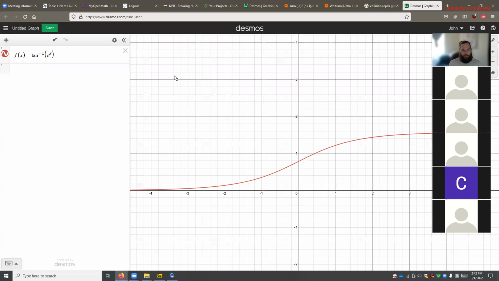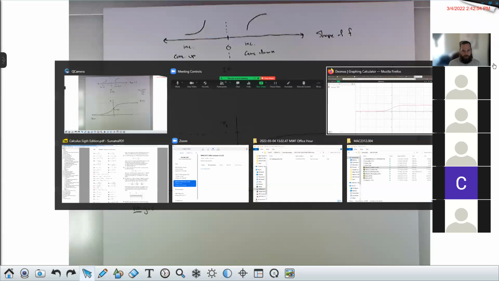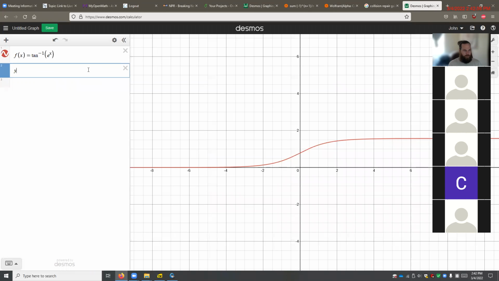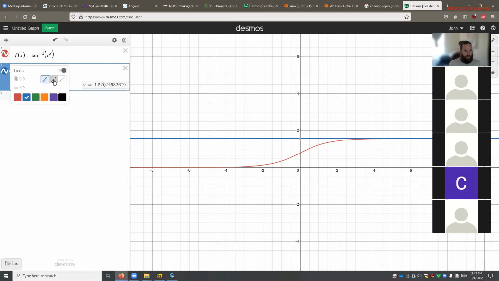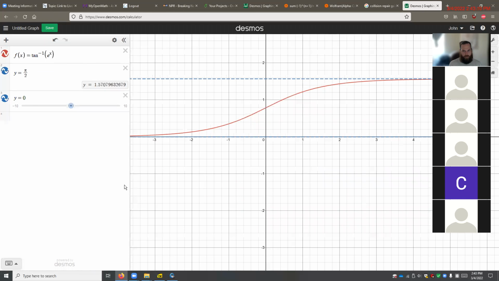Bam, not too shabby. I'll take it. We can check our asymptotes. There she is. And y equals 0 is pretty easy to see. There we go. All right, not bad at all.